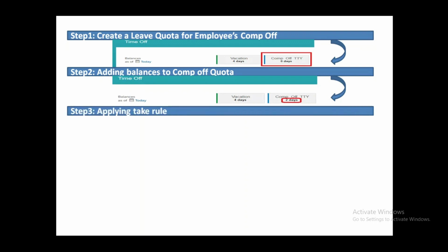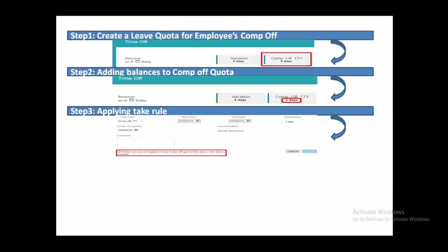And then in step 3 we have to apply some take rule, so that as per company's policy, employee can take that comp off based on some conditions. If those conditions are violated, the take rule can restrict the employee from applying for a leave like this. I have taken just one sample example: either you are not eligible to take comp off against this date, or the date is expired. So how to manage the comp off expiry date, we can handle from this as well. We'll check that in detail step by step.